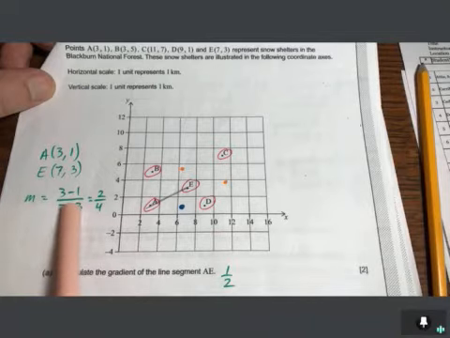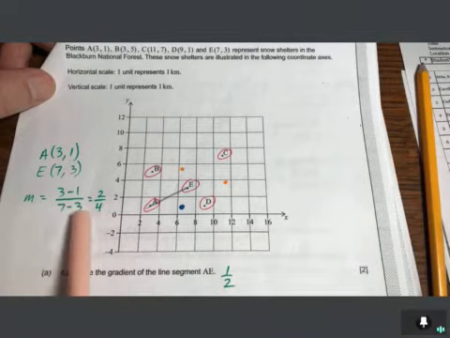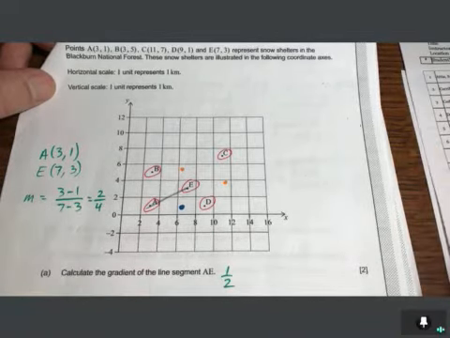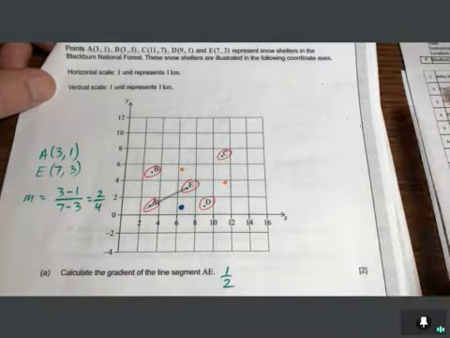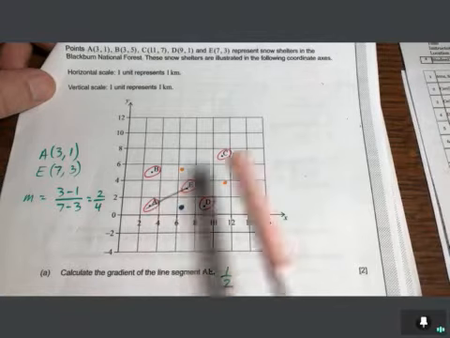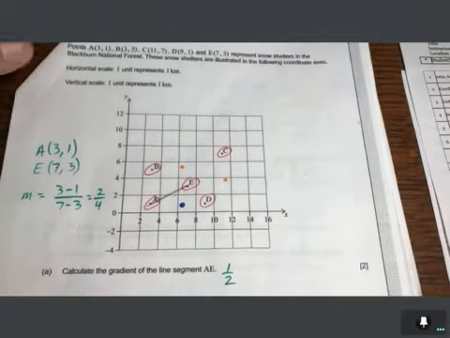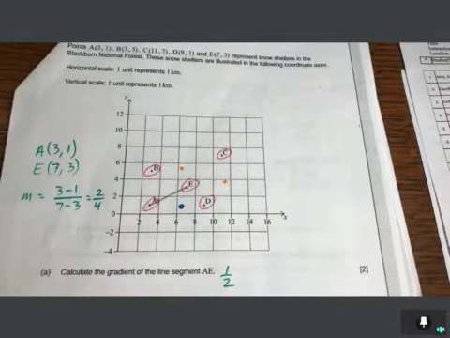So here's the slope formula. This is the easiest thing you will ever do on the IB math test. Please don't miss it. It's 2 points. Okay, so the slope is 1/2. That's the slope between A and E. Okay. Now, where are they going with this?